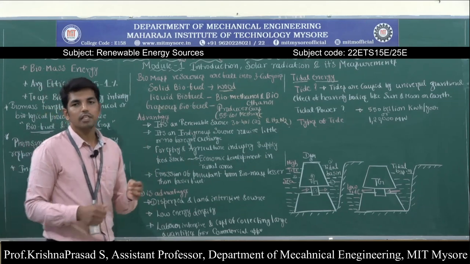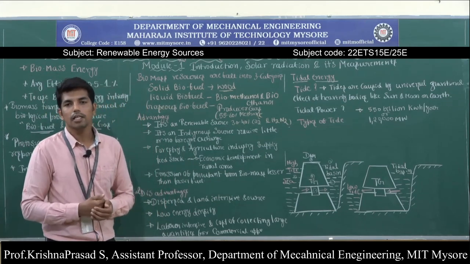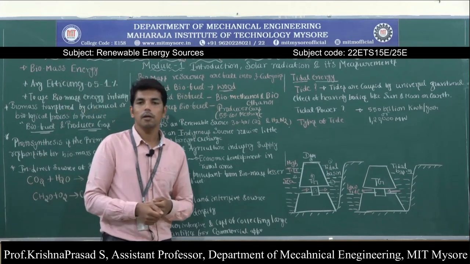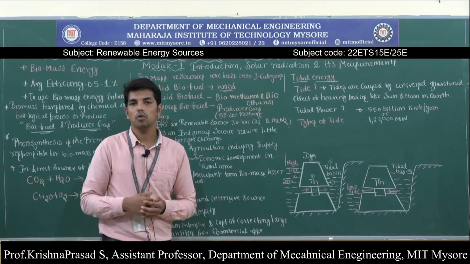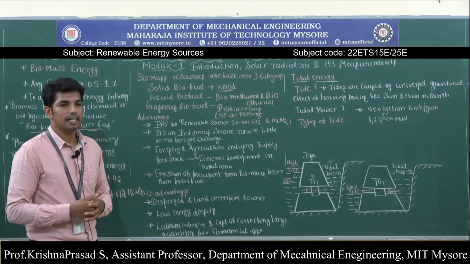It is also having economic development in the rural areas. That means whatever animal waste we are obtaining can be used as feed in order to grow the plants. So that is going to create economic development in the rural areas.